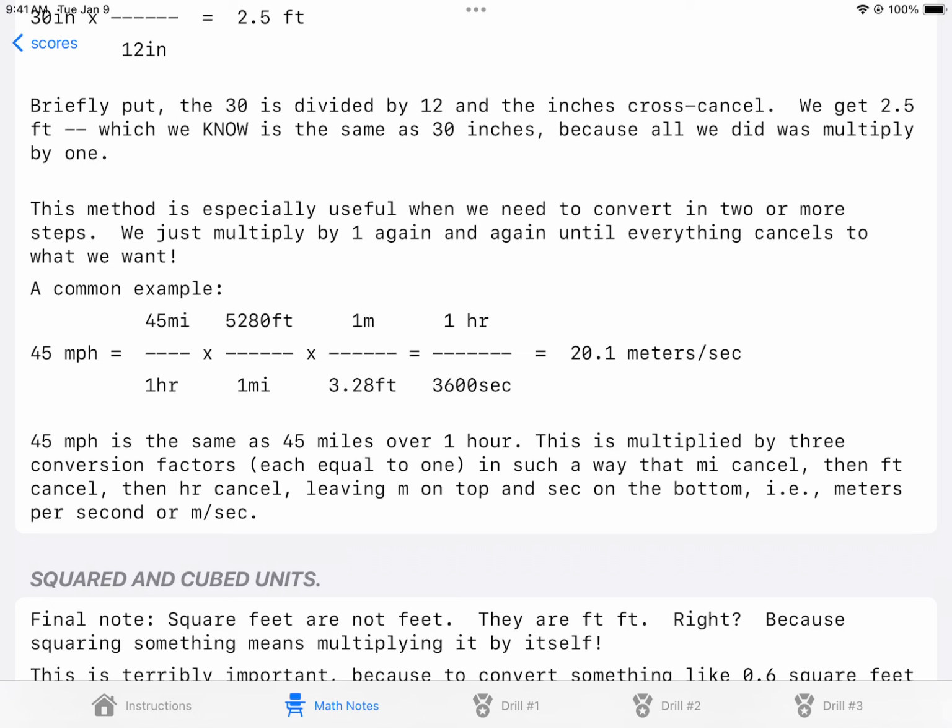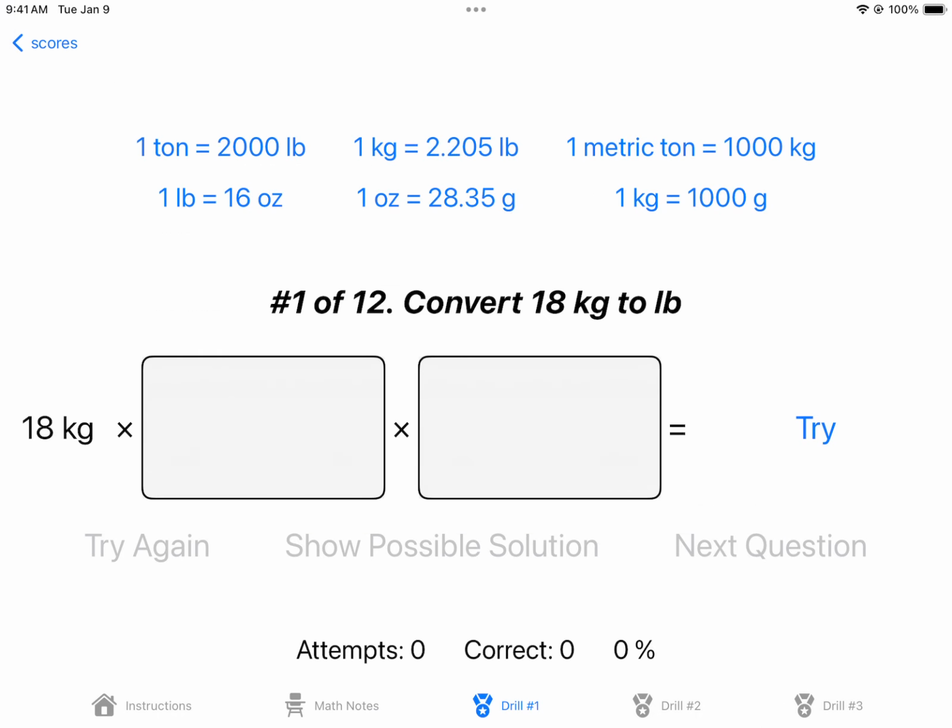By the way, if you want to enter this on your calculator, the real easy way is to just go 45 times 5280 divide 3.28 divide 3600 equals. When you have a string of multiplication like this, if it's on top, say times, and if it's on the bottom, say divide, and just go all the way across. Trust me, it works. Try it. Make sure you get the 20.1. So anyway, that's kind of the basic idea, unit cancellation. And then we've got 3 drills to go with it.